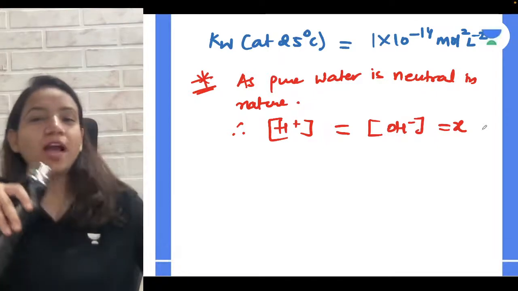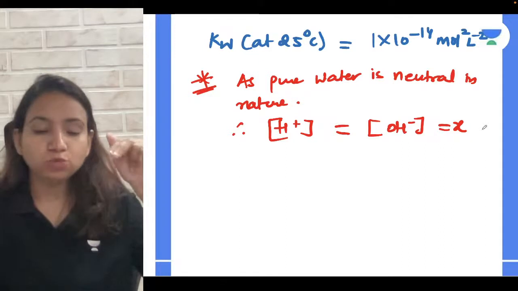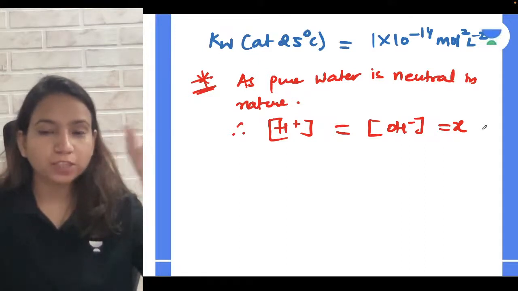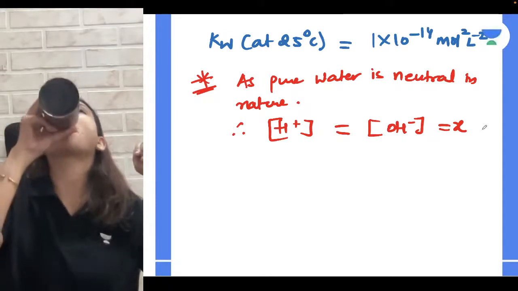Okay, so as pure water is neutral in nature, what can you relate? Obviously it's neutral. Why? Because the H plus and OH minus ion concentrations are the same, so I can consider each equal to X.